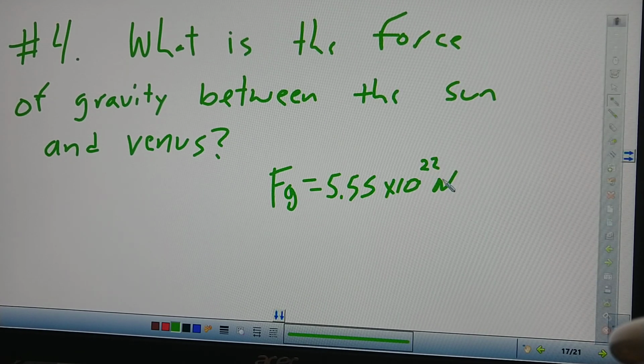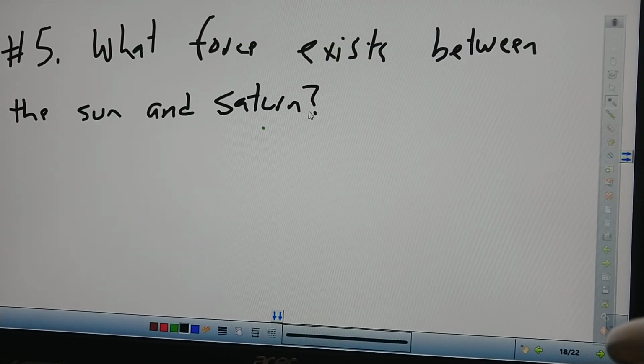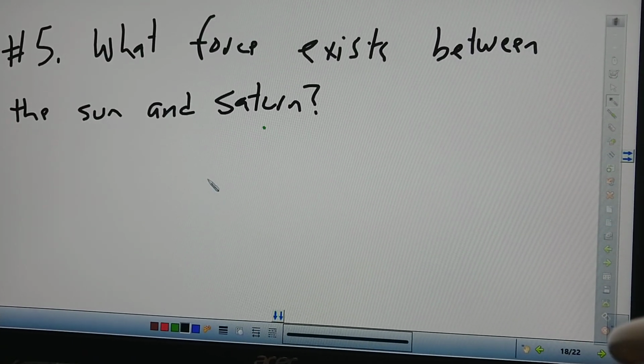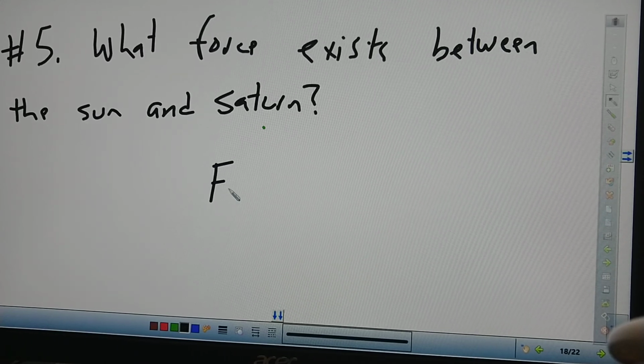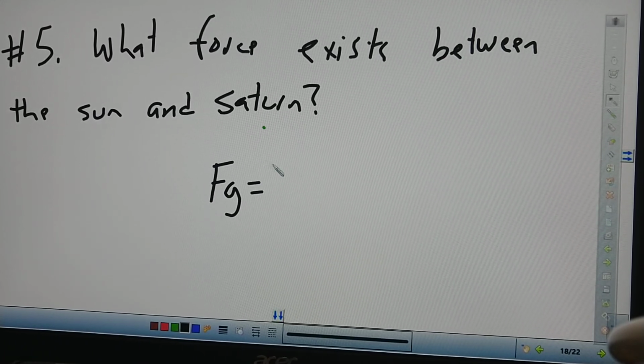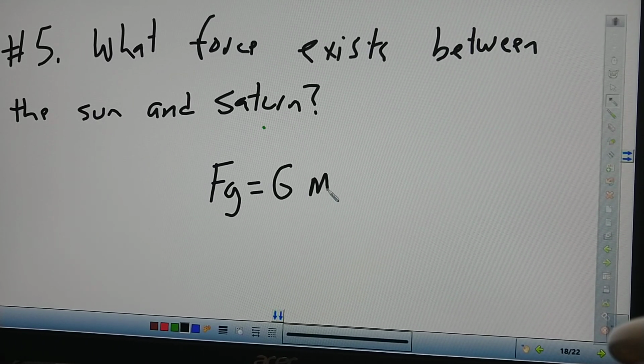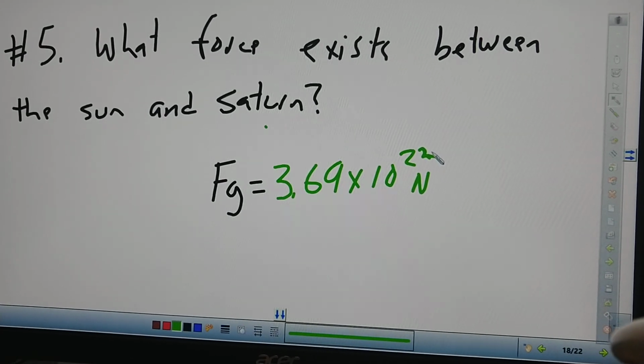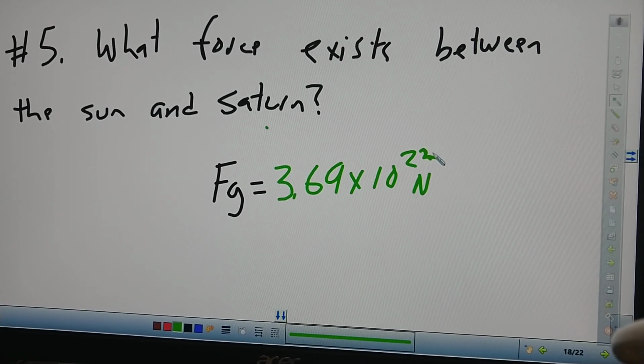We got one more problem. What force in newtons exists between the sun and Saturn? What is the force of gravity? Don't forget, I'm going to show you the formula again. M1, M2, over R squared. This is the mass of the sun. This is the mass of Saturn. This is the distance between them squared. And that answer is 3.69 times 10 to the 22nd newtons.